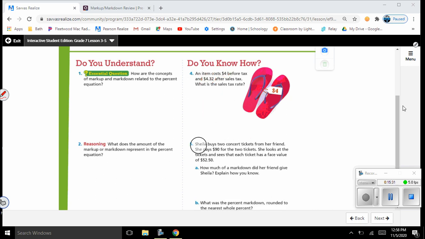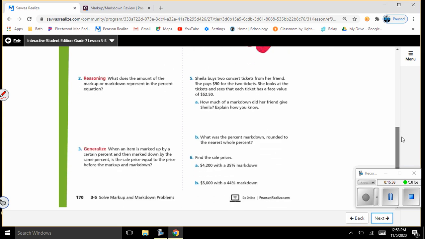Let's roll down to number 5, take a look at what Sheila's got going on. She's going to buy 2 concert tickets here for a friend. She's going to pay $90 for the 2 tickets. She looks at those tickets and sees that each ticket has a face value of $52.50. How much of the markdown did her friend give Sheila? Okay?